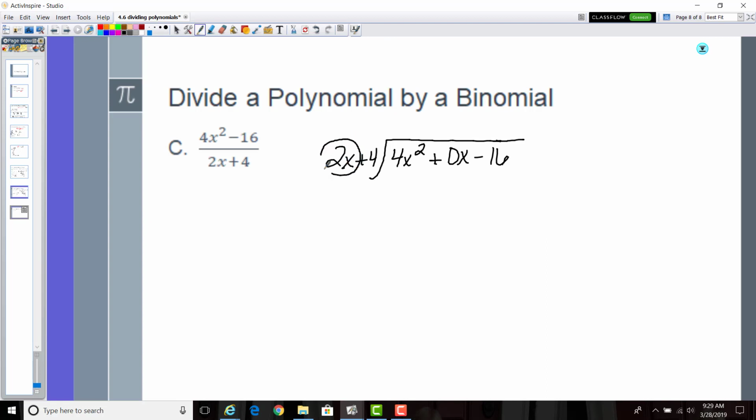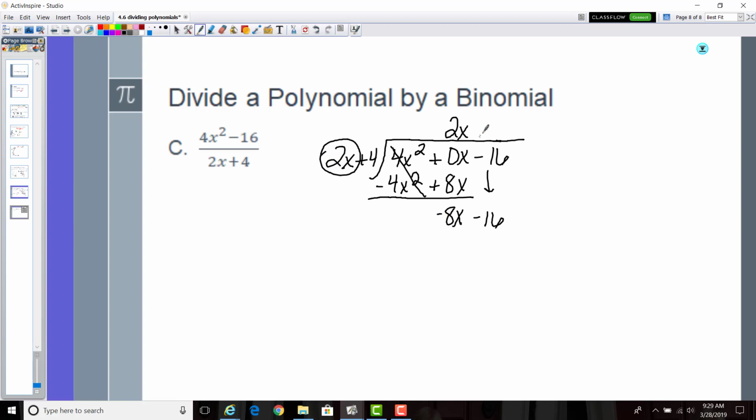2x times what gives me 4x squared? That's going to be 2x, so I put it above that x term that I put in there as my placeholder. 2x times 2x is 4x squared. 2x times 4 is positive 8x. Subtract the terms. 4x squared minus 4x squared gives me 0, which is what I want. 0 x's minus 8 x's is negative 8 x's. Carry down the negative 16.